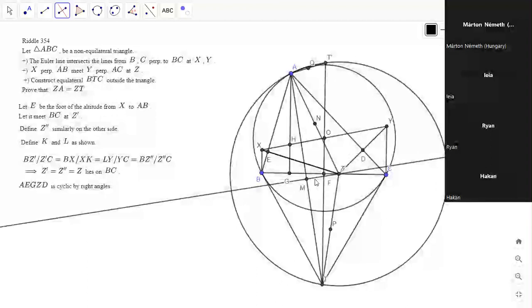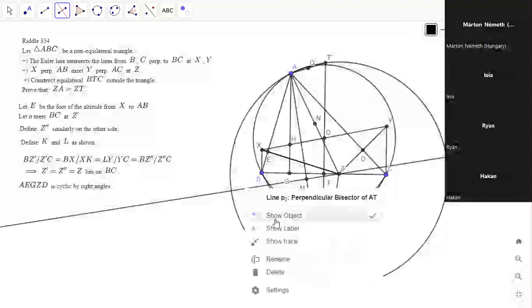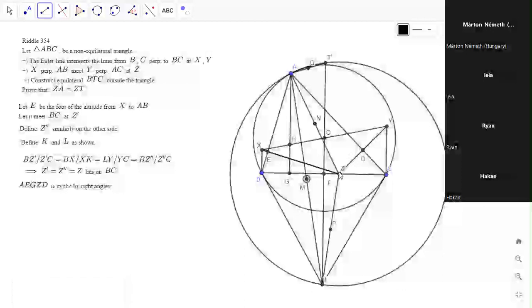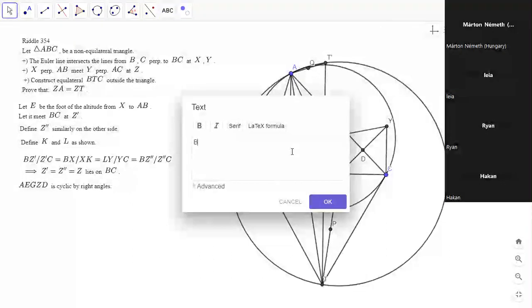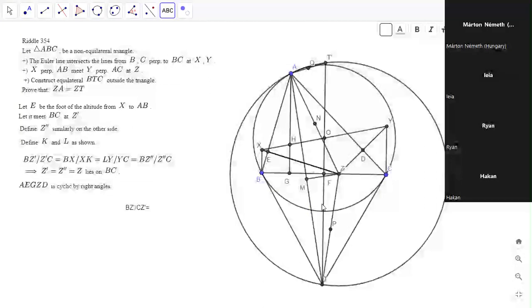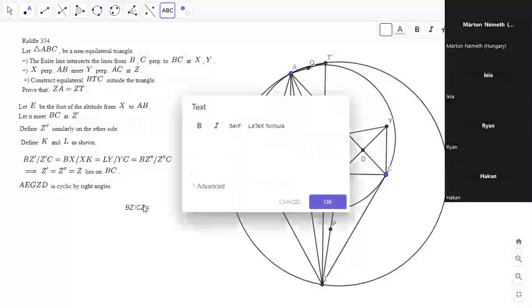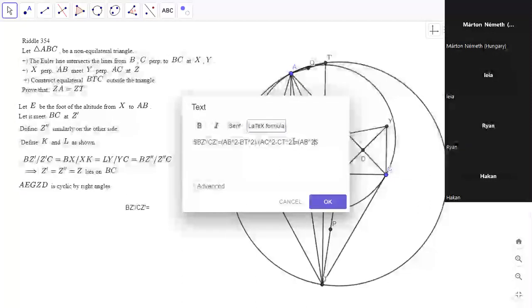Okay. So if we draw it like this, where this is a perpendicular bisector, then you're saying that BZ over ZC is this squared minus this squared. So I'll write it. We know that BZ prime over CZ prime is equal to a fraction where it's AB squared minus BT squared over AC squared minus CT squared. Like that. And BT squared, CT squared is just BC squared. Yeah, and that's where we use the fact that that is an equilateral. Okay.